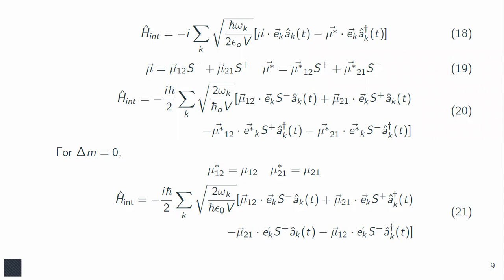Putting these values from equation 19 into equation 18 and expanding the dot product, we came up with equation 20. We will simplify our problem by assuming that the two states have no difference of magnetic quantum number. So the transition dipole moments are real, and we have made use of this fact in equation 21.